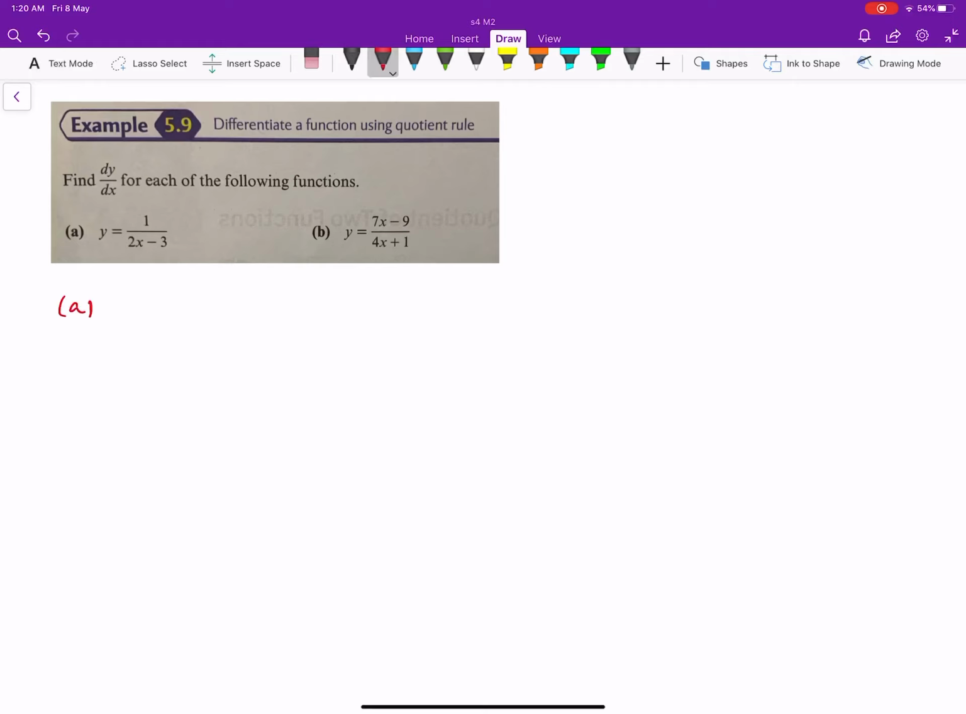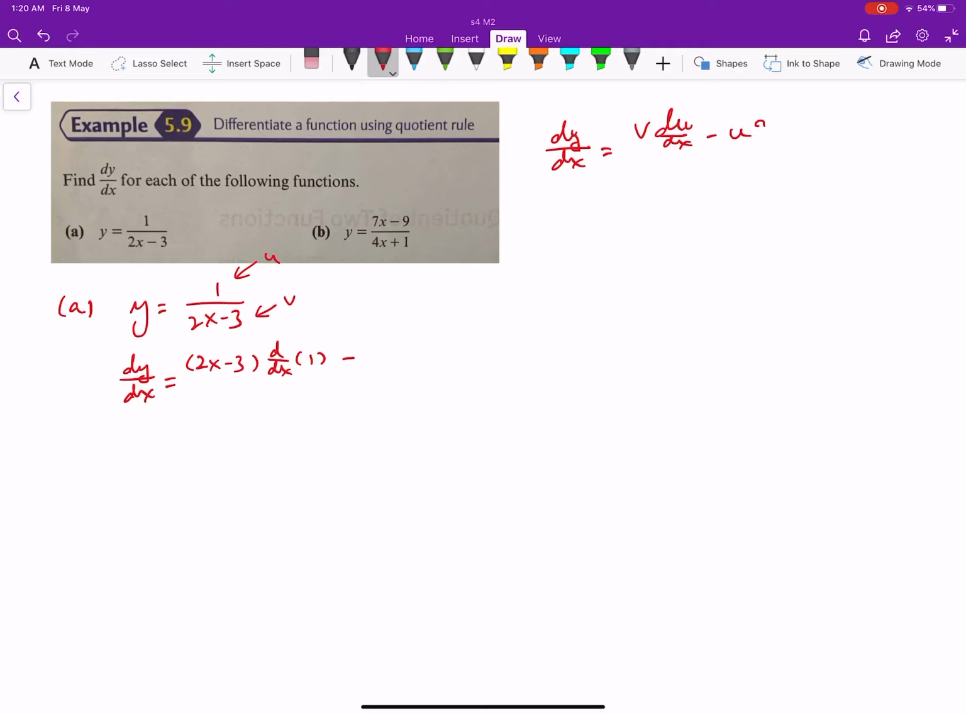Now the questions: find dy dx of the following functions. First of all, y equals 1 over 2x minus 3. So this is u and this is v. Now dy dx, and you remember we have v du first. So v and then du, and then minus u dv. Here I give you the form: dy dx equals v du minus u dv, over v squared.